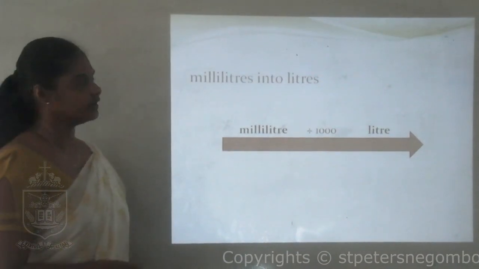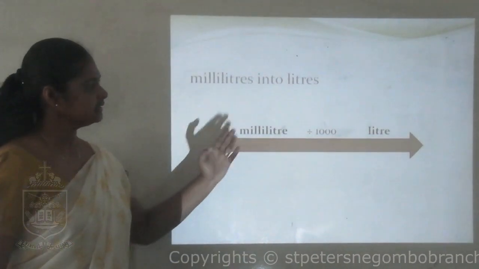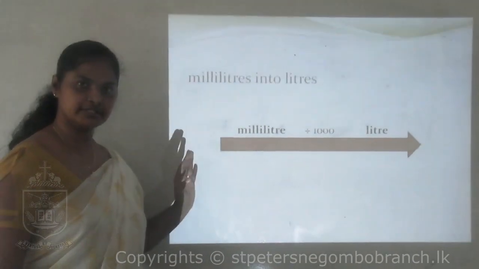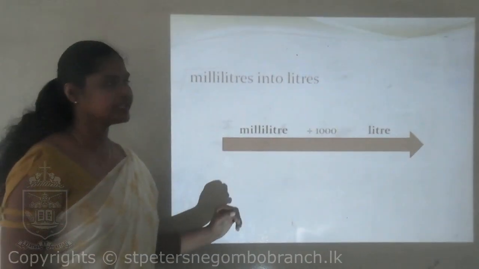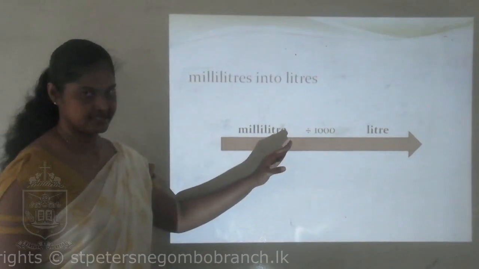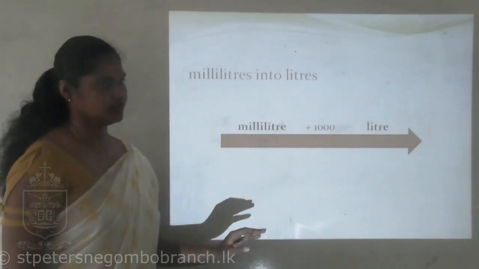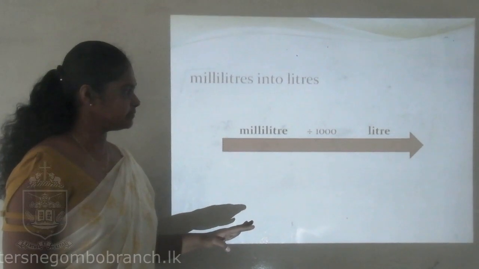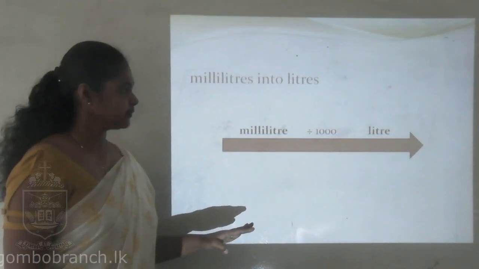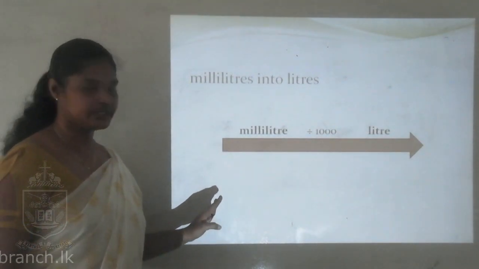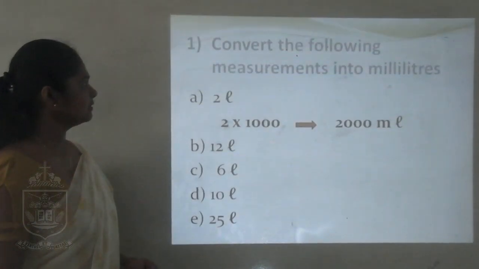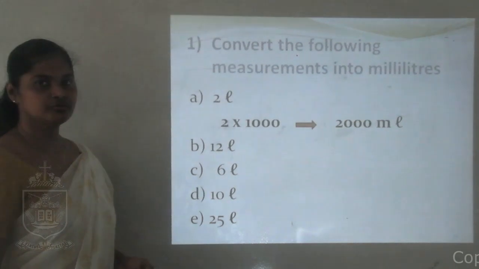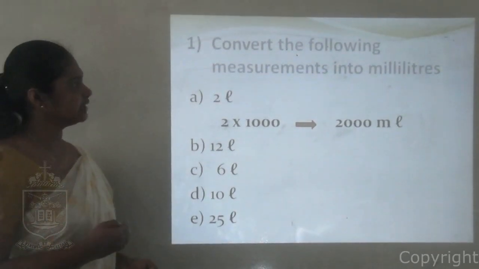So now we are going to convert milliliters into liters. That means the comparatively small unit into the large unit. For that, you have to divide by 1000. Why? What is the reason for dividing by 1000? Because you are going to convert a small unit into a larger one. Okay. Now we are going to do the calculation part here.